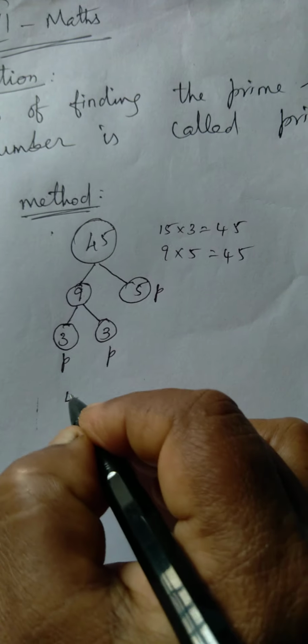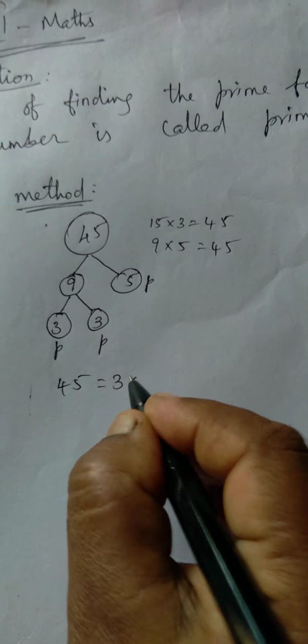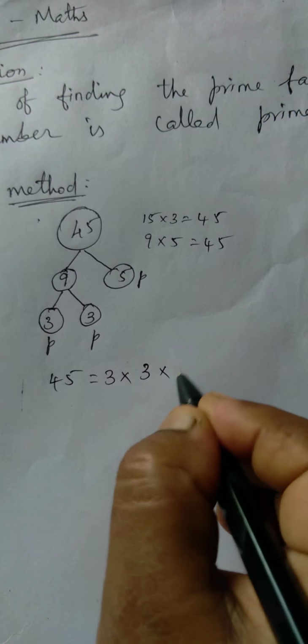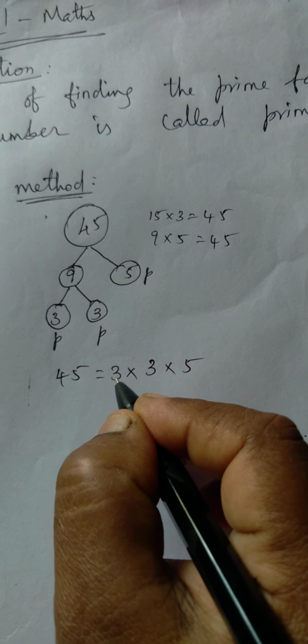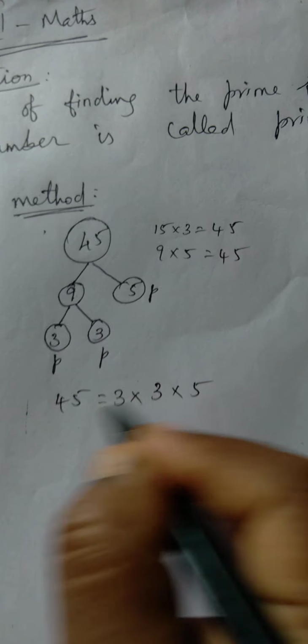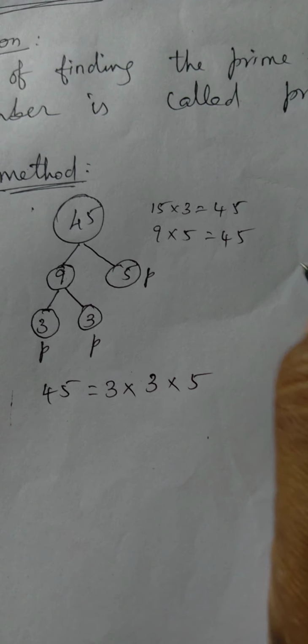Now 45 is equal to, write all the prime factors: 3 into 3 into 5. Multiply and check whether you get 45 or not. 3 3s are 9. 9 5s are 45.